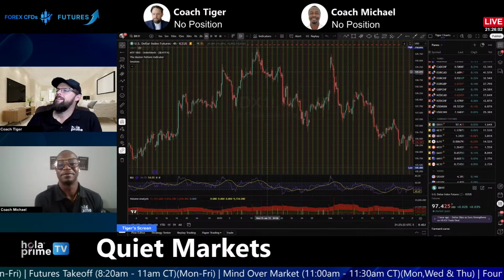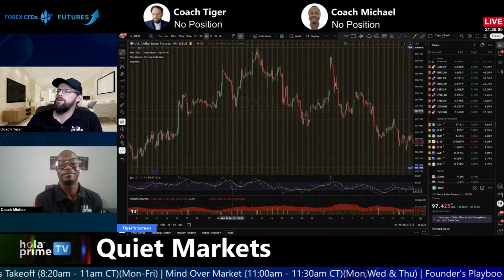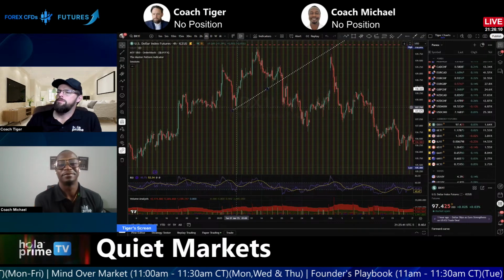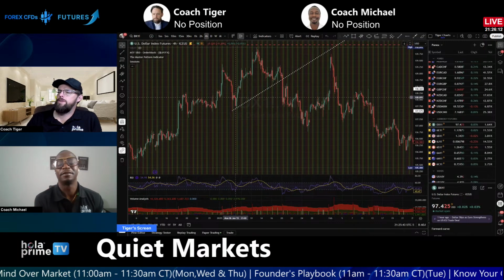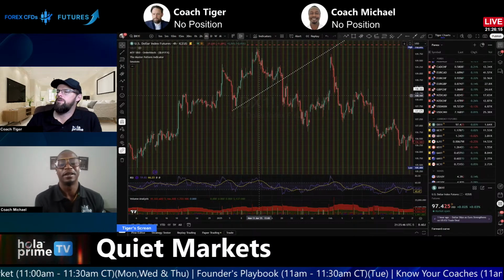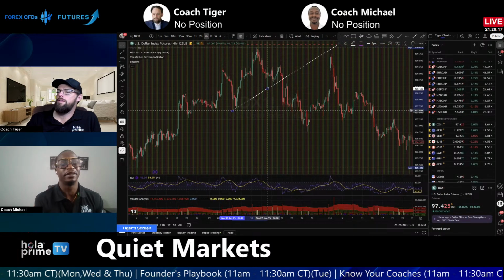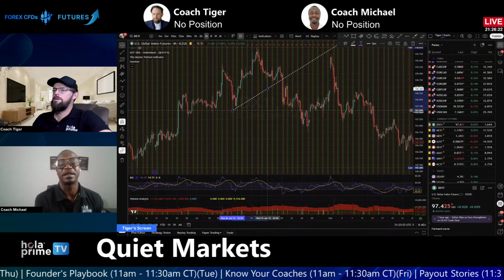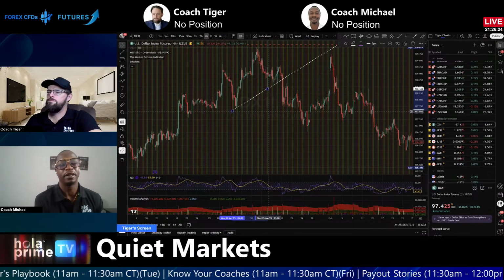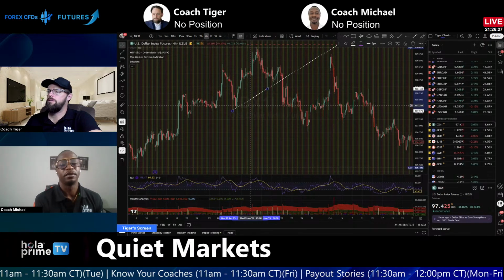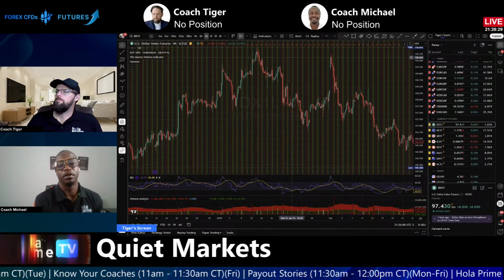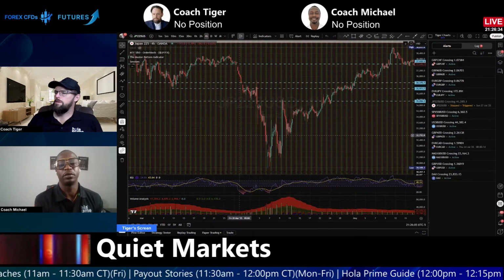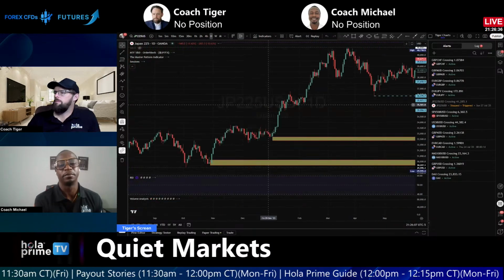Do you do the neckline thing? I don't do that, but I do want to see them retest that neckline. That's what gives me the confirmation that it's going short or long at that point. I want to see the head and shoulders, then I want to see that neckline, and I want to see it retest that area and then drop again.